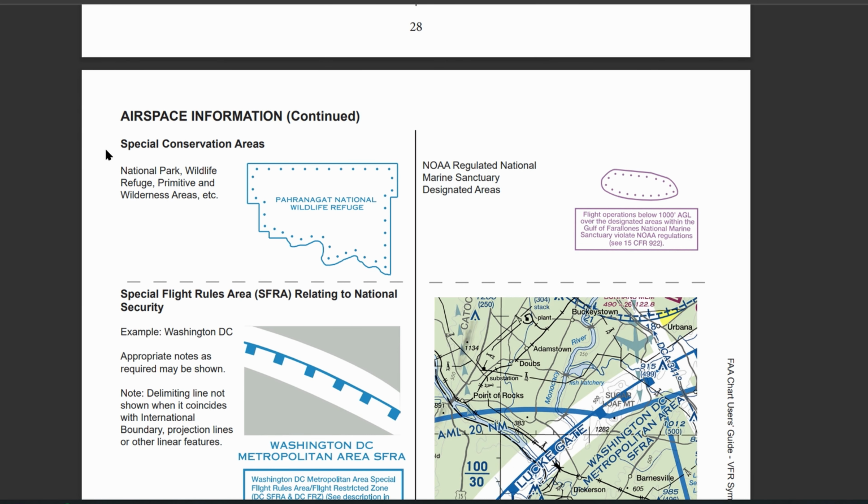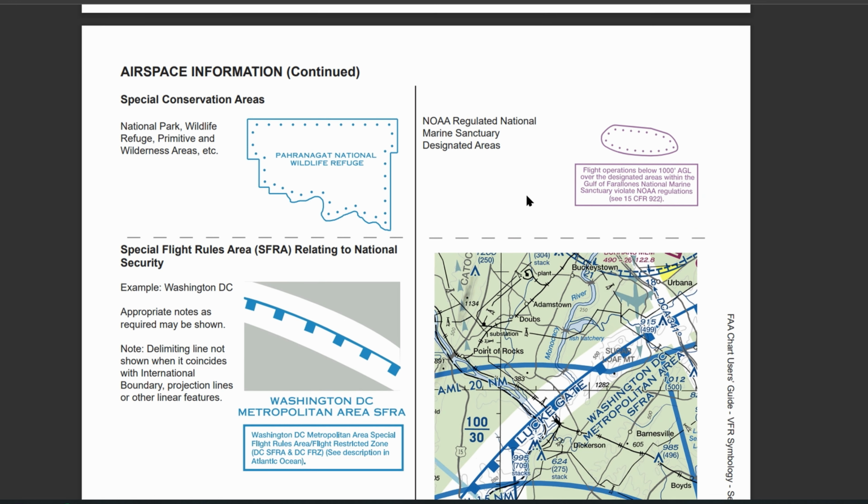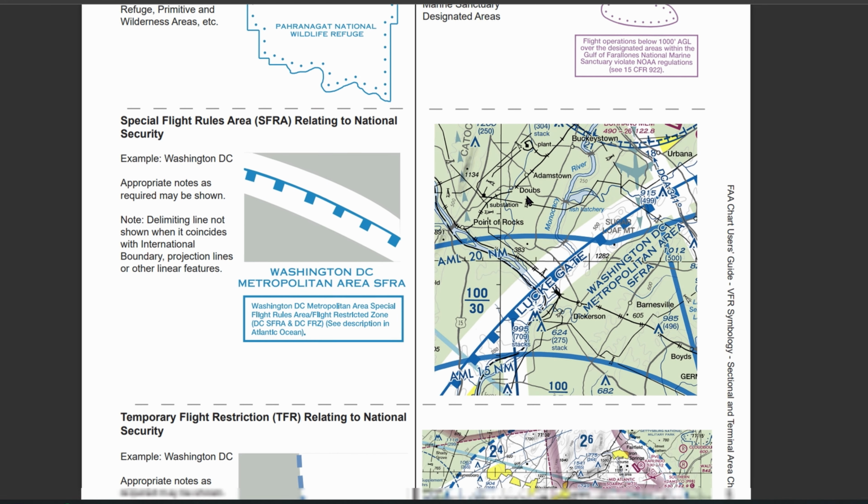You're going to have special conservation areas, which you're not supposed to be flying in, because it could be like a national park. You also have national marine sanctuaries, and you're not going to want to fly in these either. I mean, you can, but you're not supposed to fly below 1,000 feet AGL, because that would disrupt the law in place. So if you're going to fly over any national marine sanctuary, you have to be above 1,000 feet AGL. We have SFRAs that we're about to get into.